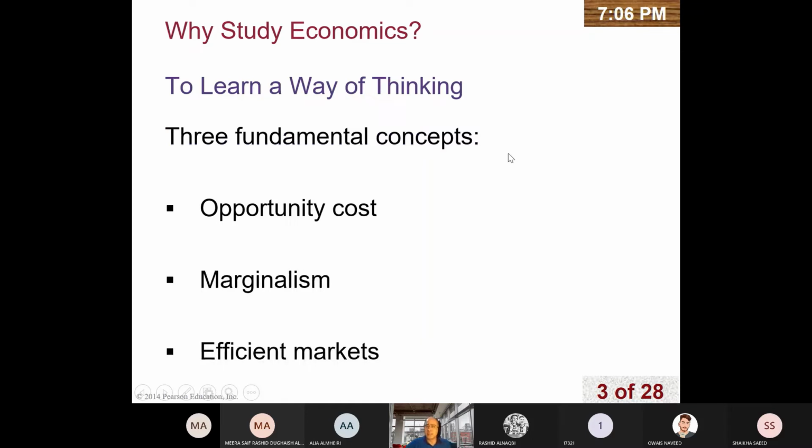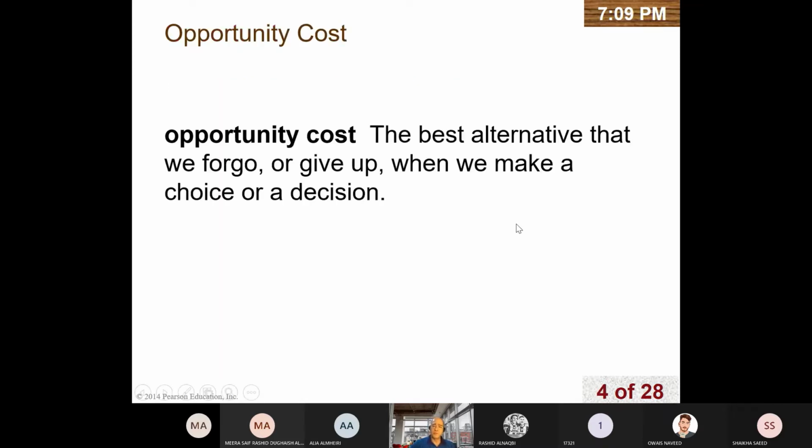Why do we study economics? There are three reasons. The first one, to learn a way of thinking. So if you study economics, you can analyze some problems according to economic principles. So here we will use three concepts: opportunity cost, marginalism, efficient markets. We will go into each one.